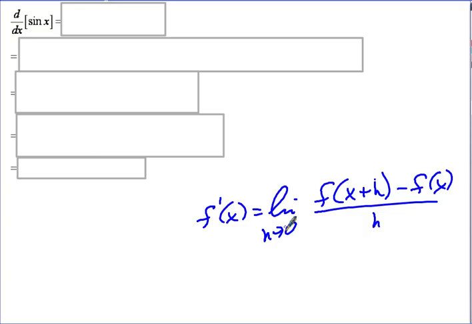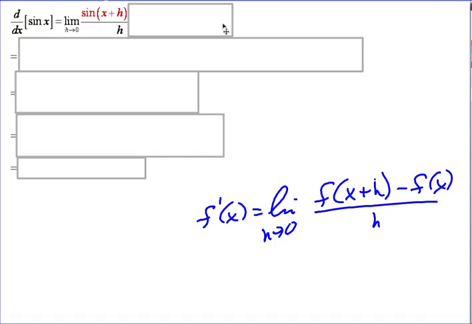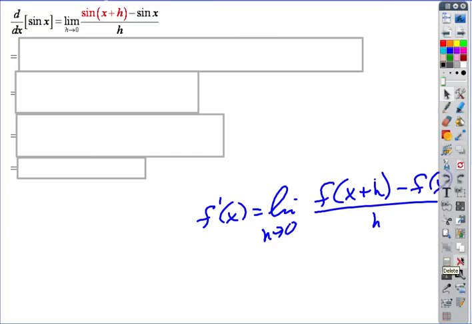So if we plug that in, what are we going to get for sine? If f of x in this case is sine x, what's f of x plus h? Sine of x plus h, right? And then minus sine x, all over h. Now, I can't evaluate that directly because I get 0 over 0. So I've got to do some stuff.